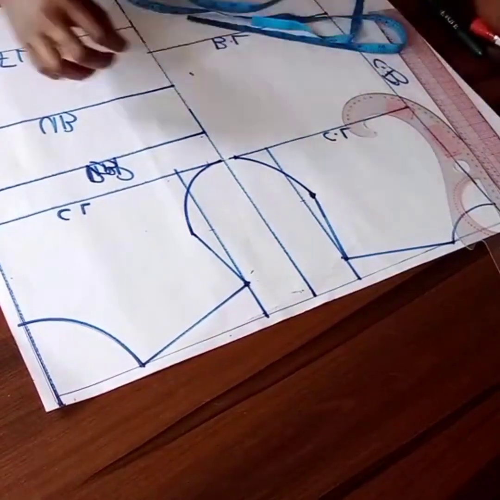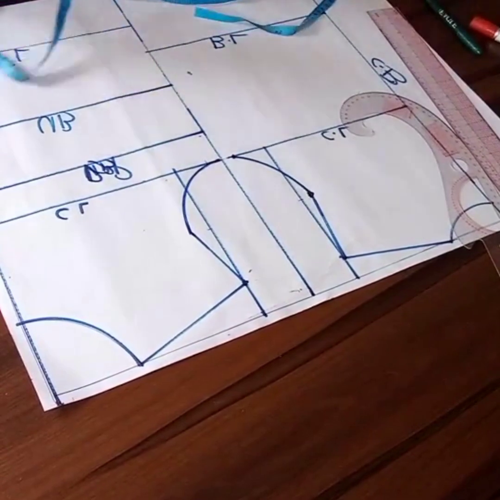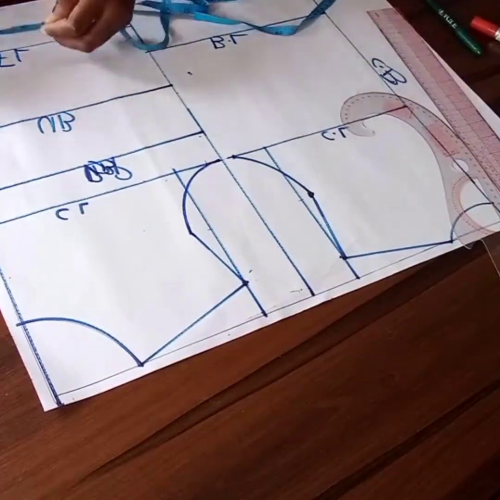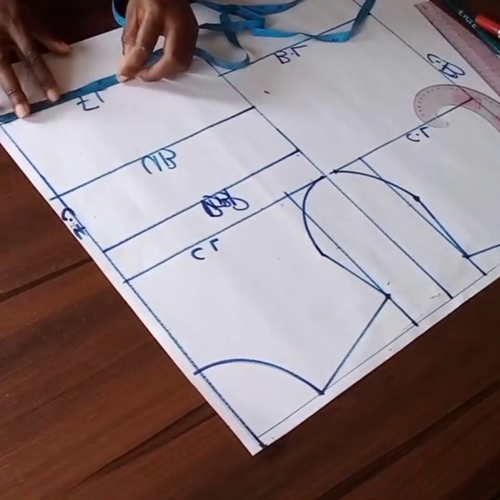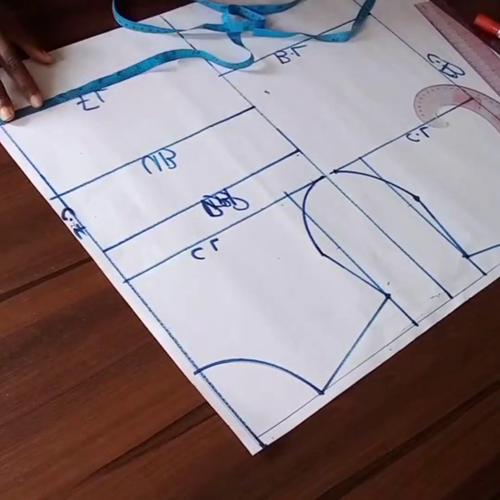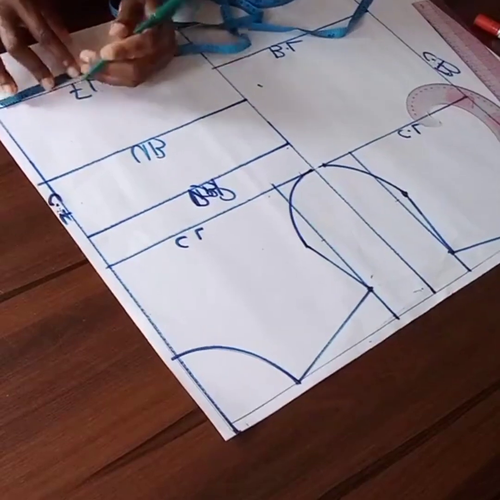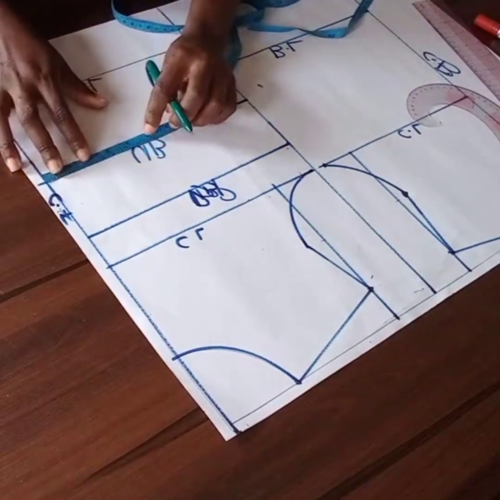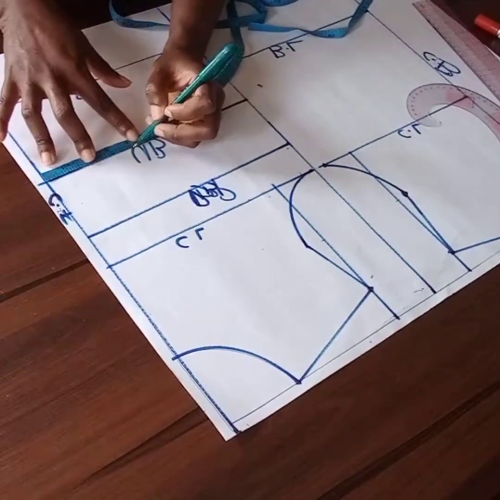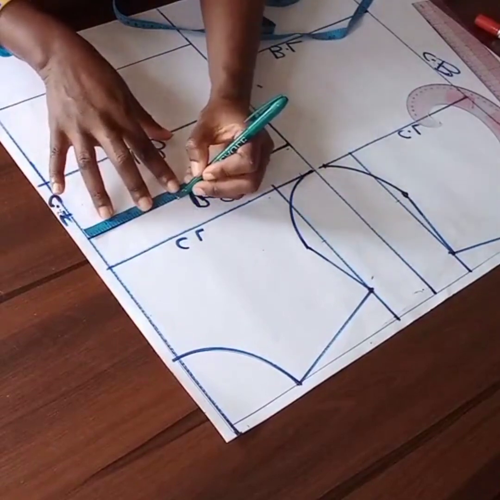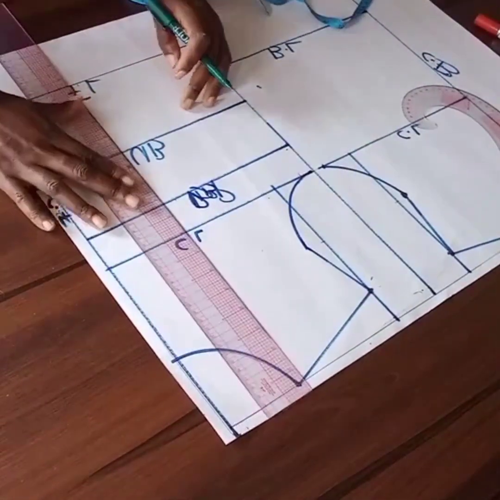So now the next thing we're going to do is to impute to get our dart. What we'll be using for that is our nipple to nipple measurement. That is the measurement from one nipple point to the other. In my own case, my nipple to nipple measurement is 8 inches. So I'll be dividing 8 into 4. I'll come here on my front arm length and measure 4, all the way to the bust point. And I draw a straight line.